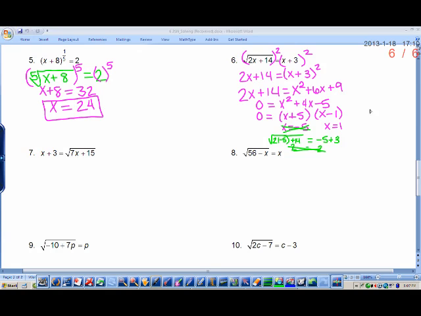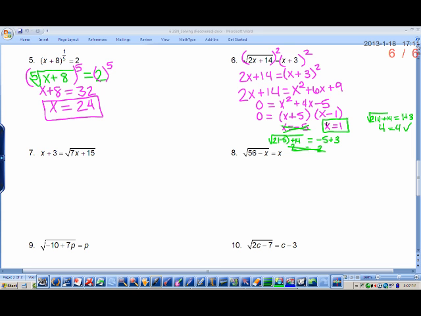All right, let's check 1. The square root of 2 times 1 plus 14, I want to know if that's equal to 1 plus 3. Well, 2 times 1 is 2, plus 14 is 16. The square root of 16 is 4, and is 4 equal to 4? Yep. So x can equal 1. So that's our only solution in that case.